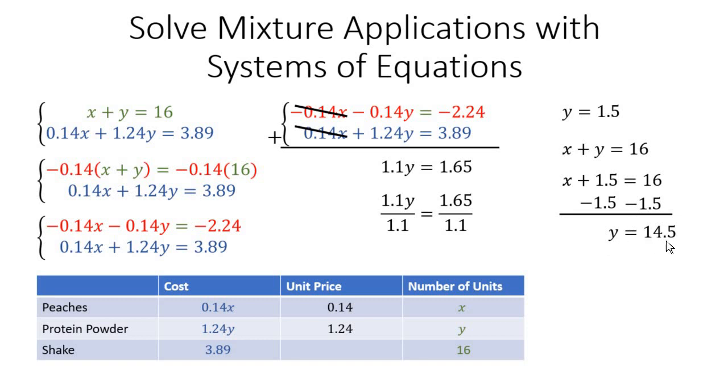So there I've found out how much protein powder to use, 1.5 ounces, and how many ounces of peaches to use, 14.5 ounces. So that's one kind of equation we can use with these mixture problems, mixture of protein powder and peaches, or whatever ingredients you'd want to mix. Let's take a look at another use here.